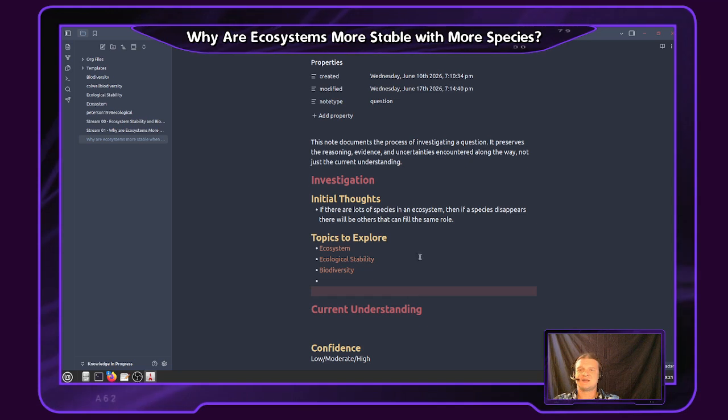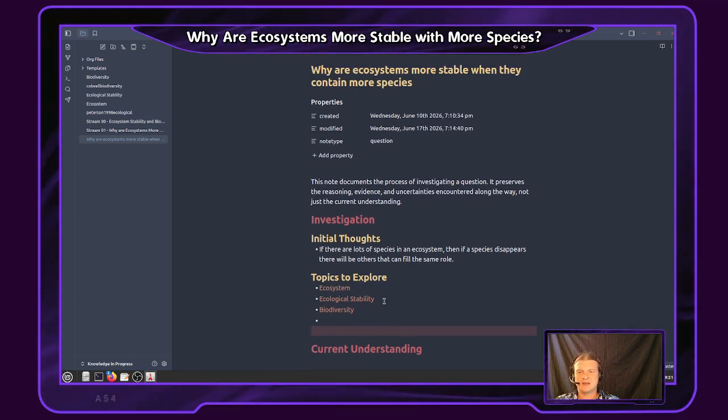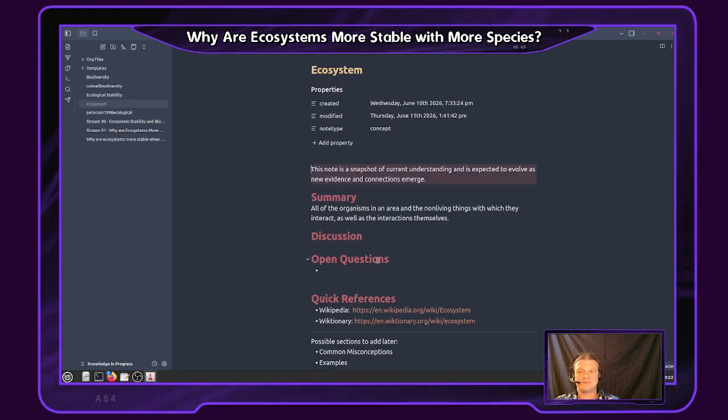We realized in order to answer this question, we needed to understand what an ecosystem is. We need some understanding of ecological stability, and we should probably have a definition of biodiversity. So we created those notes, and we can click on ecosystem. We have a summary here, and we're going to want to flesh this out a bit more today. We have all of the organisms in an area and the non-living things with which they interact, as well as the interactions themselves. That was basically summarized from the Wikipedia page.